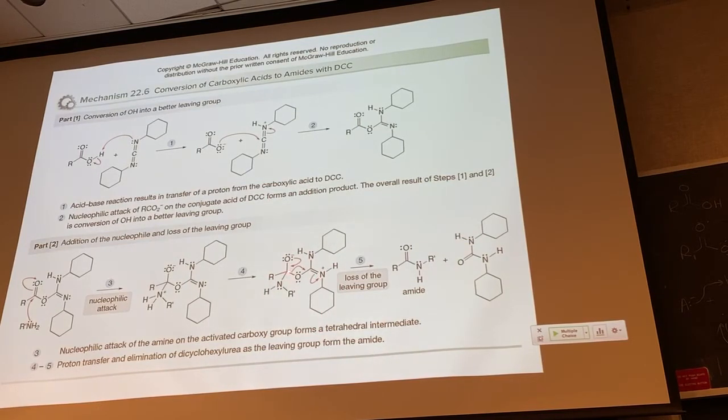So we reform our carbonyl, we eliminate the leaving group, and that gives us our amide, and that gives us our dicyclohexylurea byproduct. Okay? Questions on how we make amides using DCC?